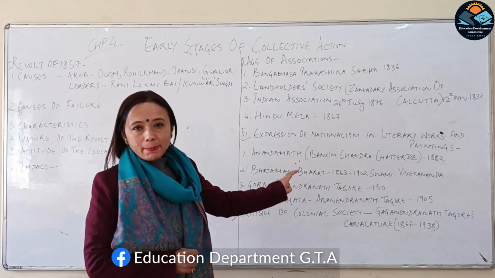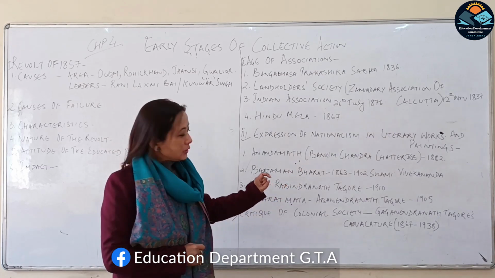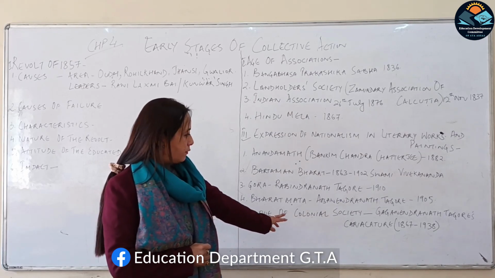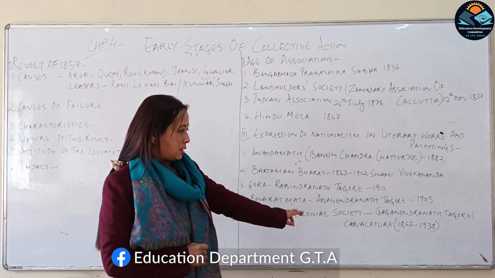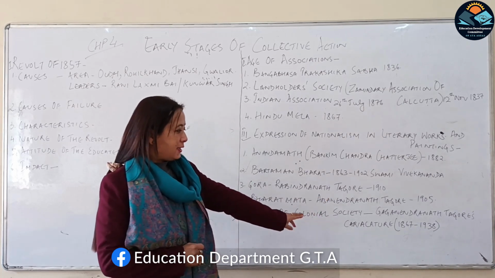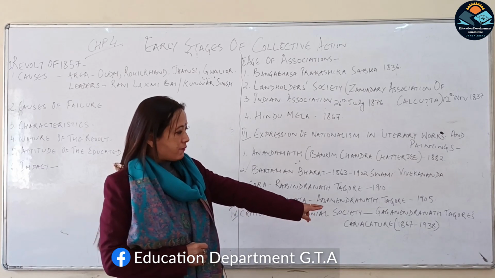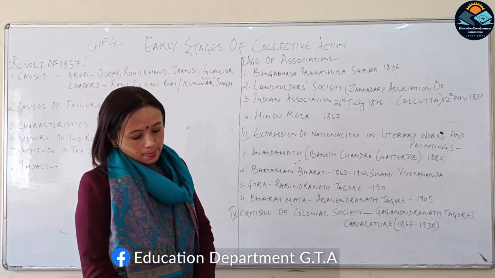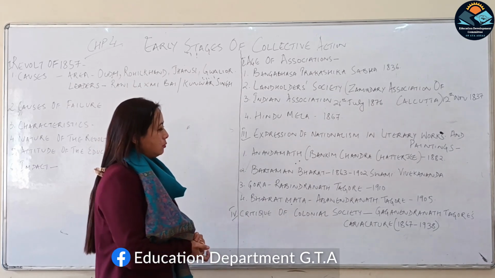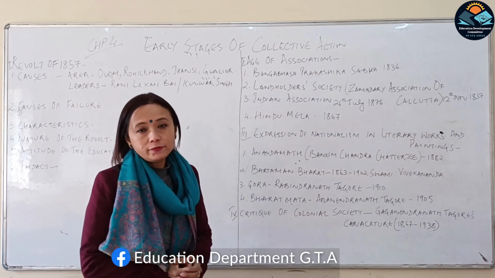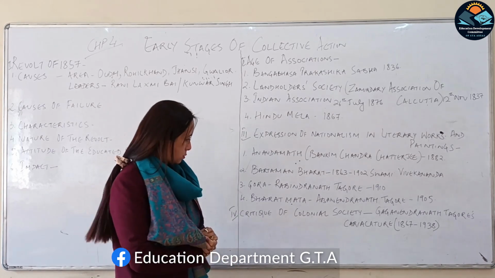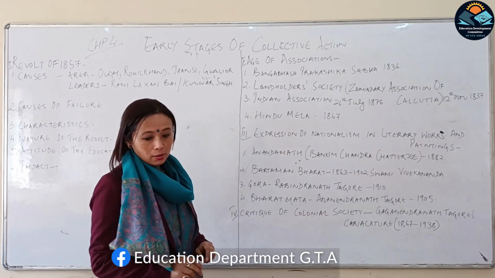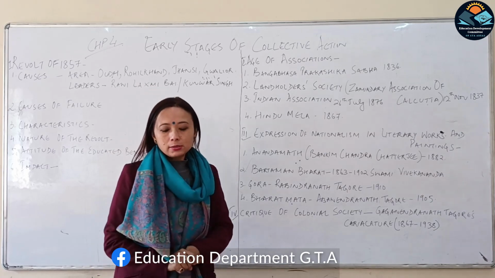And lastly, now we shall talk about the critic of colonial society, Gaganendranath Tagore's caricature, 1867 to 1938. Now, Gaganendranath Tagore, who was he? He was the elder brother of Abanindranath Tagore, and he was a great painter. Gaganendranath Tagore was a great painter and a cartoonist.